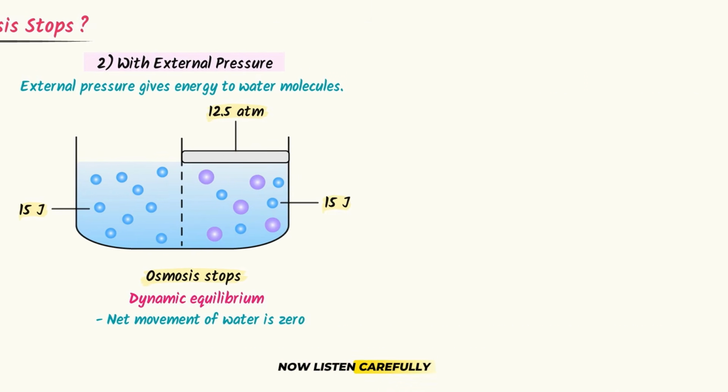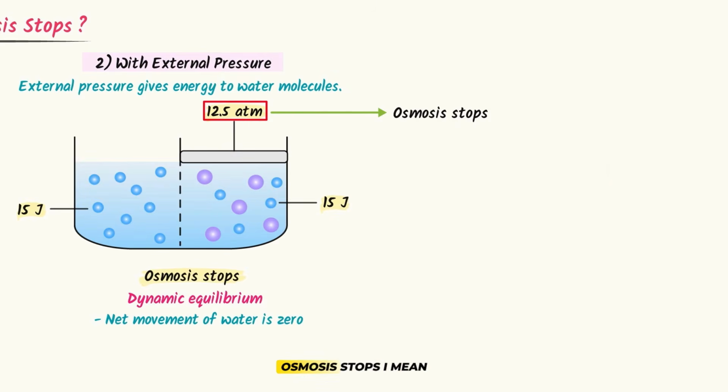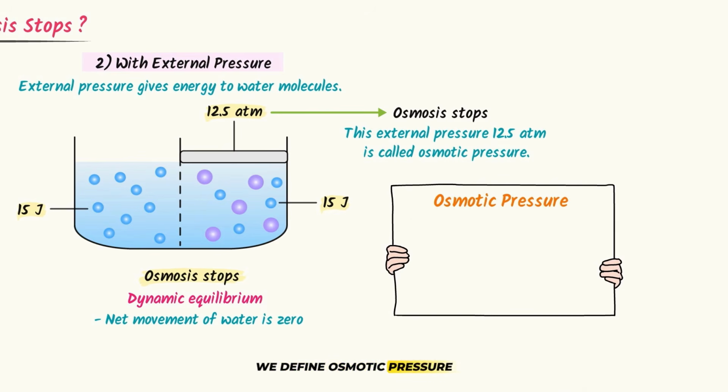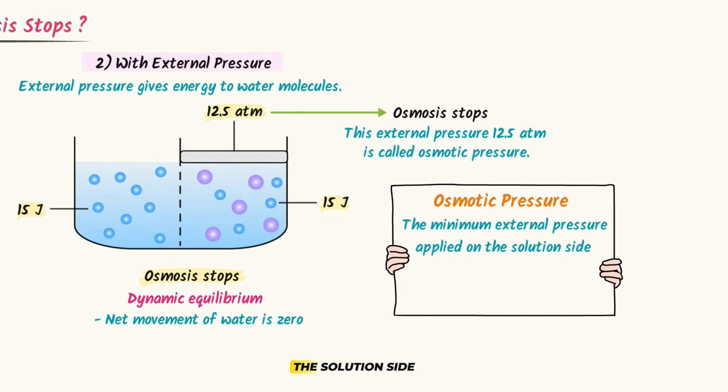Now listen carefully. At external pressure 12.5 atmosphere, osmosis stops. I mean, net movement of water molecules stops. We call this external pressure osmotic pressure because it stops osmosis. Therefore, we define osmotic pressure as the minimum external pressure applied on the solution side to stop osmosis.